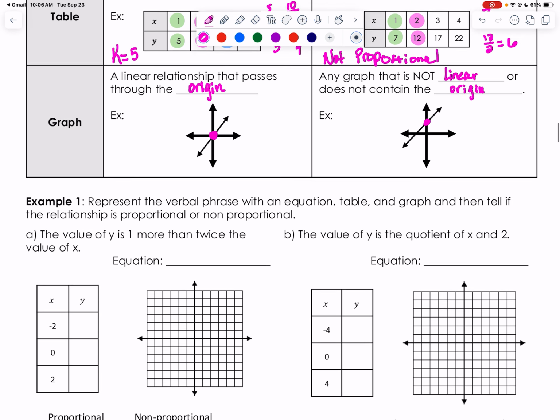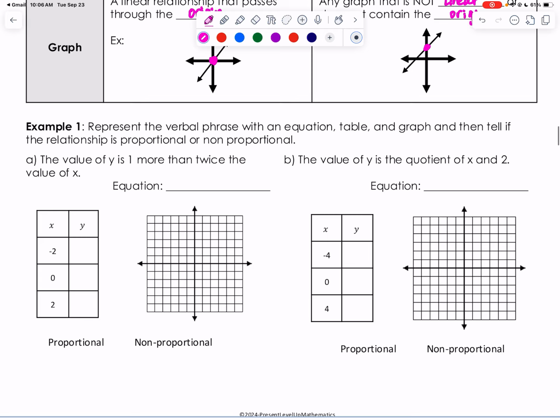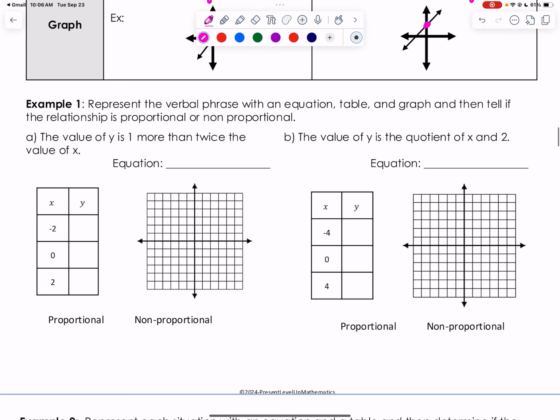All right. In example 1, it says represent the verbal phrase with an equation, table, and graph, and then tell whether the relationship is proportional or non-proportional. So in problem A, it says the value of y is 1 more than twice the value of x. So y equals 1 more than twice the value of x. So 2x would be twice the value of x, and 1 more than that would be plus 1. So I can already tell that this is going to be non-proportional because it's written in the form y equals mx plus b.